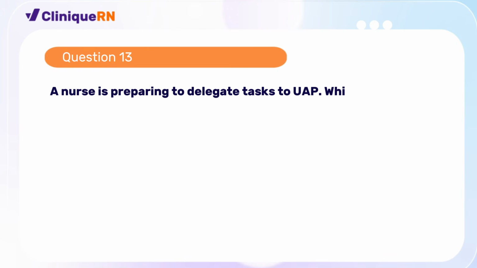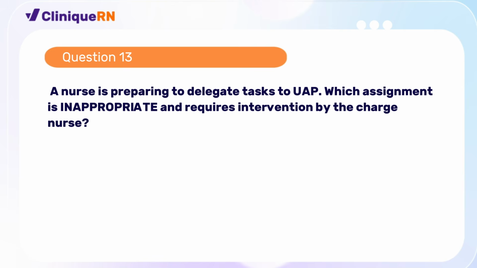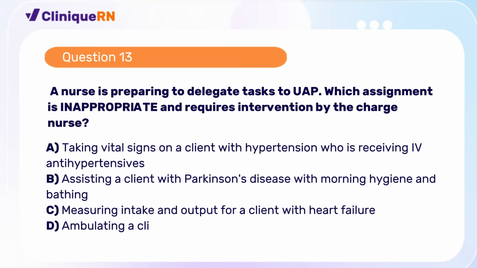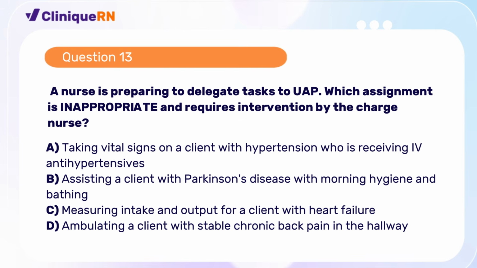Question 13. A nurse is preparing to delegate tasks to UAP. Which assignment is inappropriate and requires intervention by the charge nurse? A. Taking vital signs on a client with hypertension who is receiving IV antihypertensives. B. Assisting a client with Parkinson's disease with morning hygiene and bathing. C. Measuring intake and output for a client with heart failure. D. Ambulating a client with stable chronic back pain in the hallway.